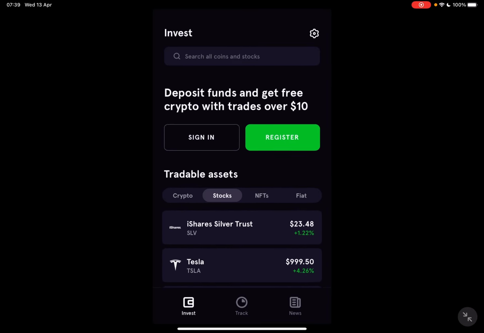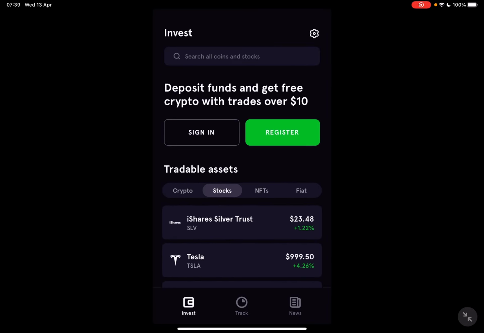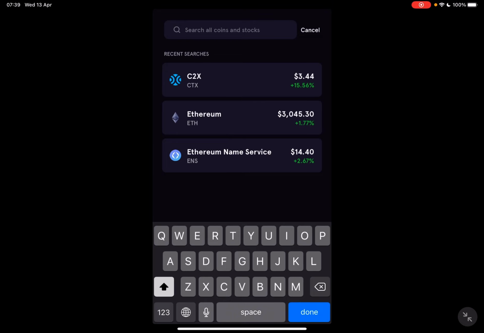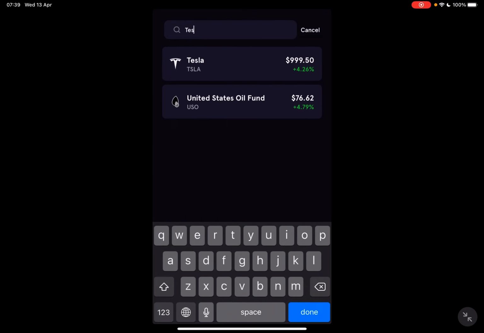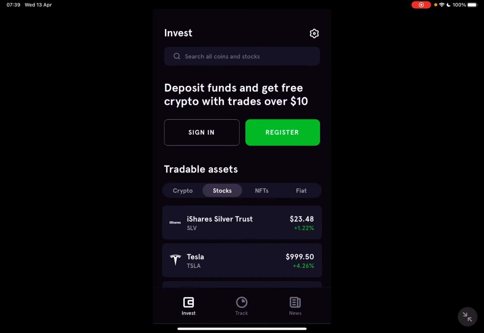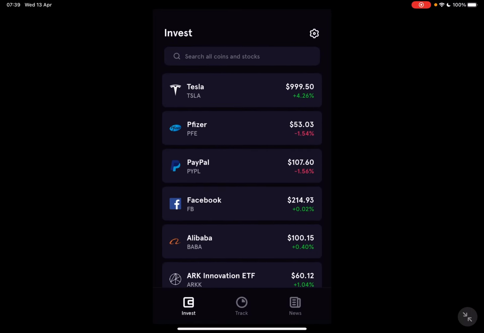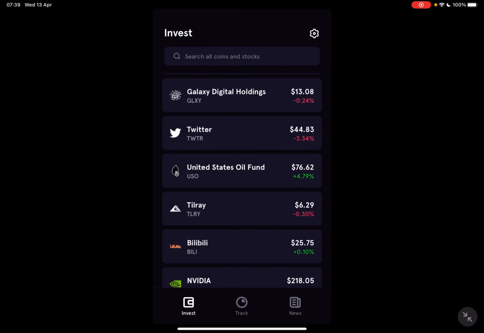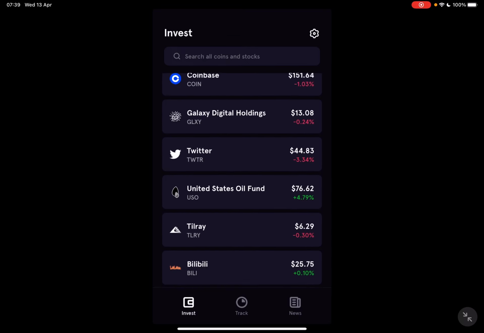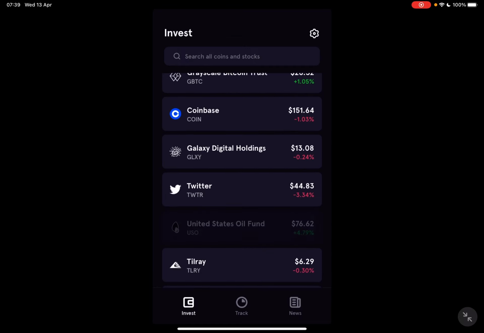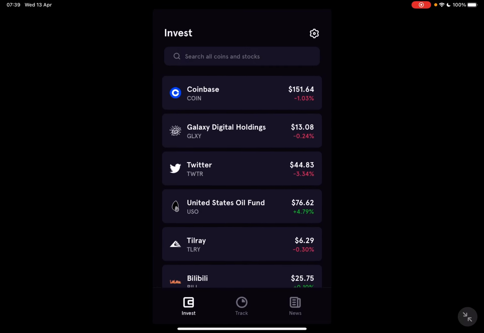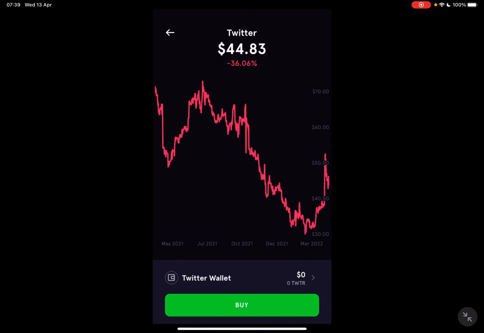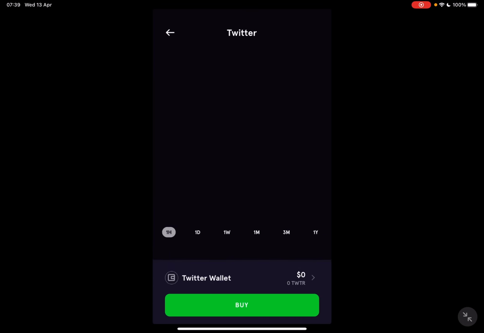If you are looking for one specific stock that you would like to purchase, you can always use the search bar and type in the name of the stock, let's say Tesla. As you can see, it works, but you can also go on and scroll down to find stocks that you are interested in. When you have found one and you would like to purchase, let's say some Twitter stocks, if we are fans of Elon Musk, we can join his endeavors and buy some Twitter stocks.